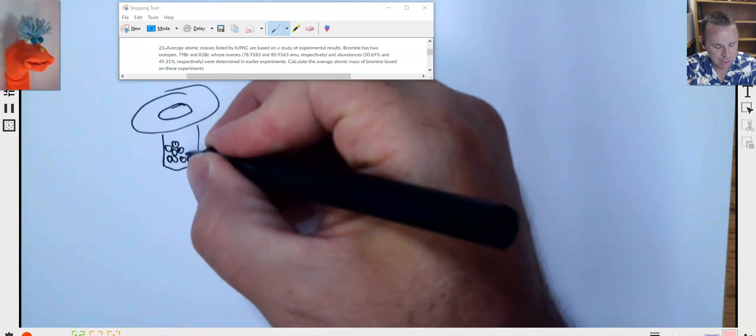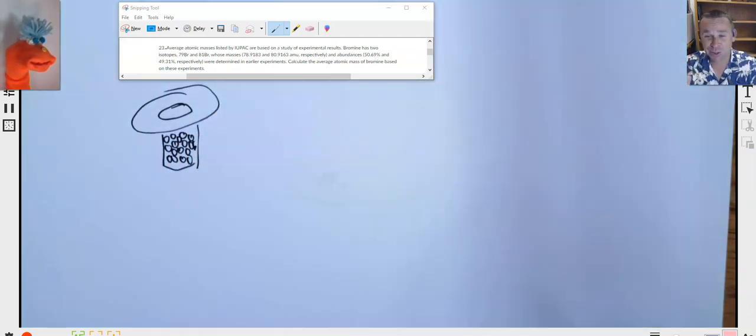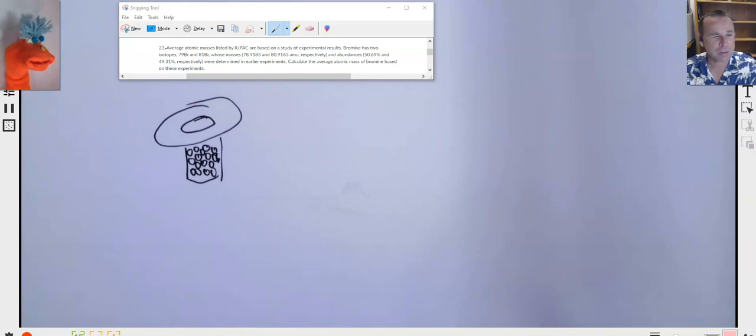Now, they come in different sizes. There's two different sizes. There's not just two atoms. There's 100 in there, but they come in different sizes. And so when I pull one out, I can identify its mass. What do they say the masses are? 78.9183 or 80.9163. That's right. Very good. Those are the masses. So they call those bromine 79 or bromine 81.